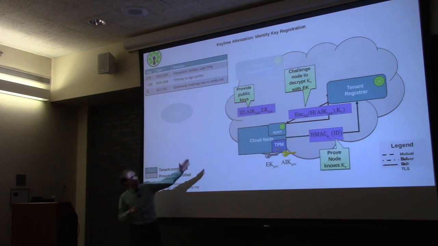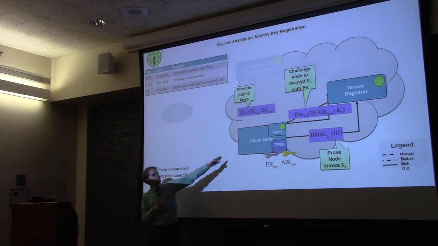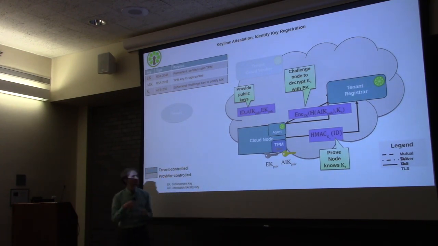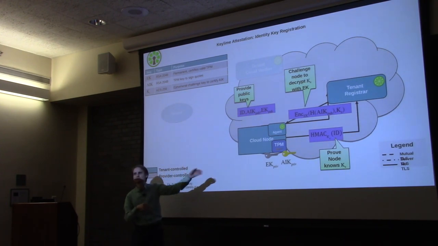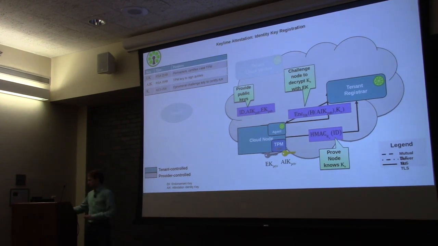So there's a little hand waving here. We can go into more details on why exactly this is proving a link between AIK and EK. But essentially, the TPM will only decrypt that if it owns the AIK. So we can trust that. Essentially, it's going to decrypt that and HMAC its ID using that ephemeral challenge key that it got from decrypting the package. That's going to prove to the registrar that it knows what that ephemeral key is. So now it knows it was able to decrypt it successfully.